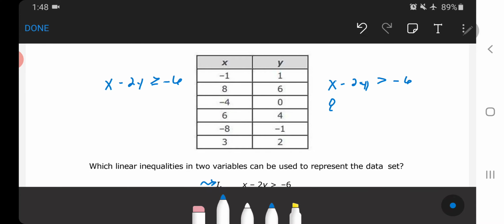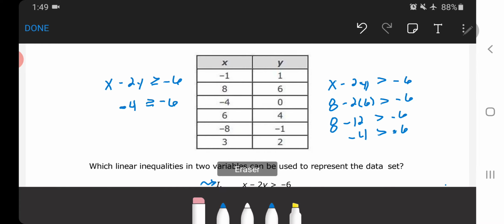We've got 8 minus 2 times 6 for our y value is greater than negative 6. So 8 minus 12 is greater than negative 6, and 8 minus 12 is negative 4. Yes, negative 4 is greater than negative 6. Same kind of equation on this side, with the greater than or equal to symbol, and it is true on both sides. So that point works.